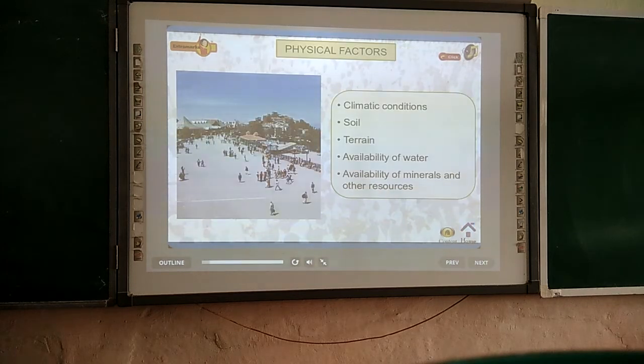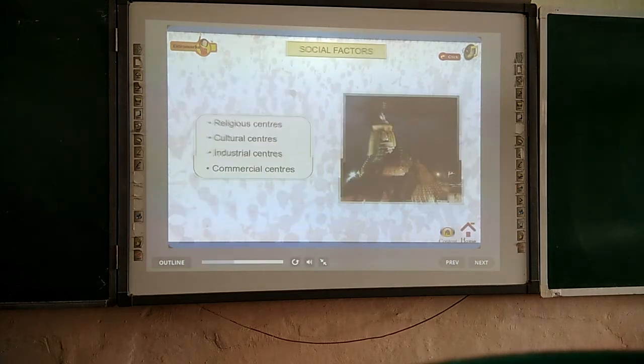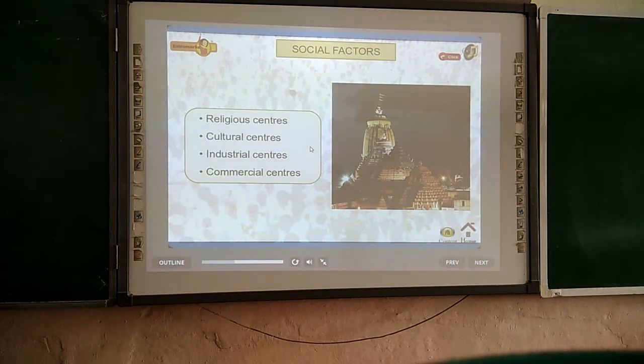The physical factors include climatic conditions, soil, terrain, availability of water, availability of minerals, and other resources. The social factors include religious centers, cultural centers, industrial centers, commercial centers.